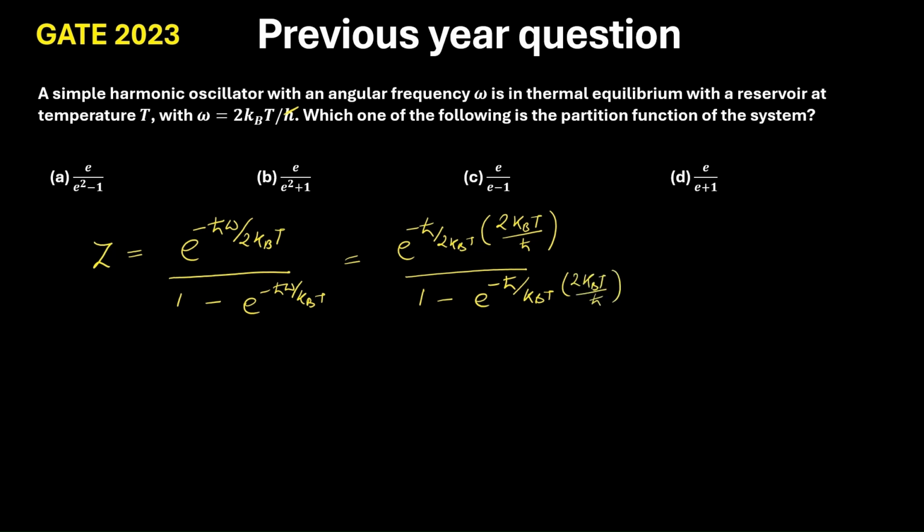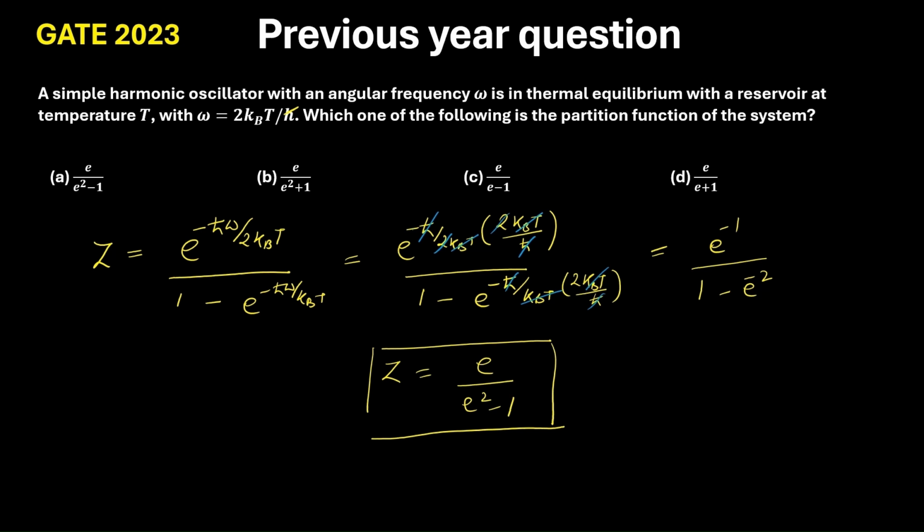So here we can see that h bar cancels out, the 2 we can cancel, and here also we can similarly cancel, and we get the expression e to the power minus 1 by 1 minus e to the power minus 2, which simplifies to e divided by e square minus 1. So this is the partition function at that particular frequency. So option A is the correct answer.